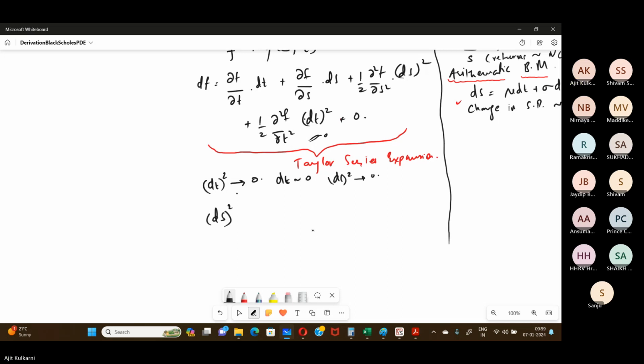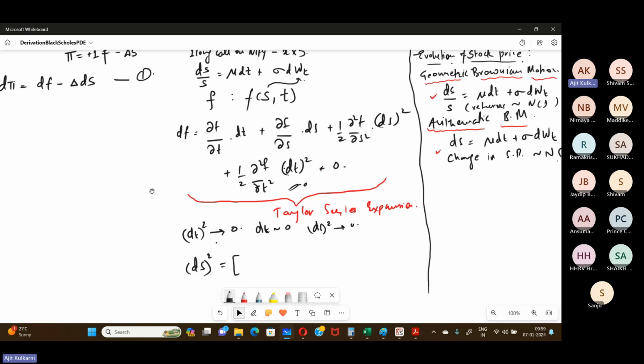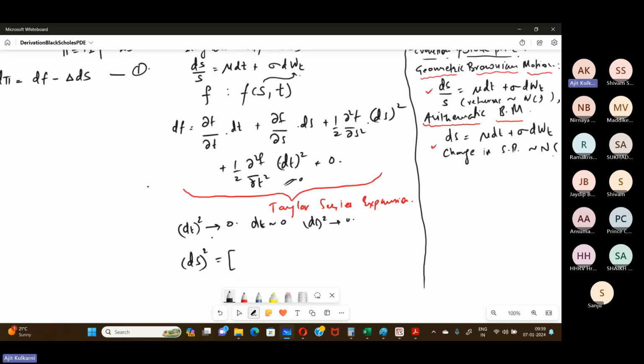ds square is equal to, what is ds in the first place? ds is equal to mu s dt plus sigma s dwt, whole square. So this comes from this equation. I'm just substituting ds is equal to mu s dt plus sigma s dwt into this equation. So this ds is equal to this, and then squaring it up.